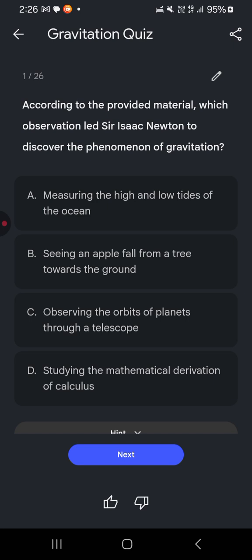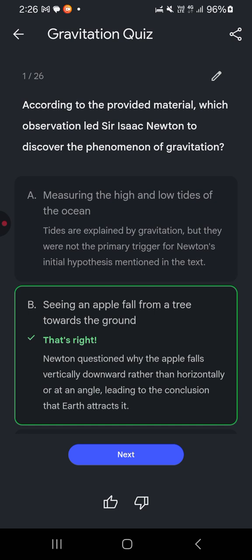Which observation led Sir Isaac Newton to discover the phenomenon of gravitation? The correct answer is seeing an apple fall from a tree towards the ground. Newton questioned why the apple falls vertically downwards rather than horizontally or at an angle, leading to the conclusion that Earth attracts it.